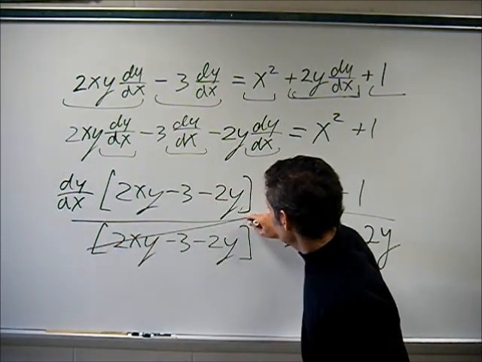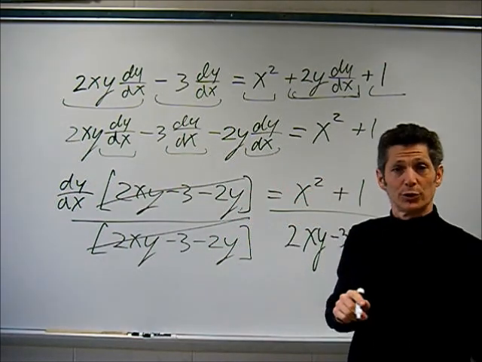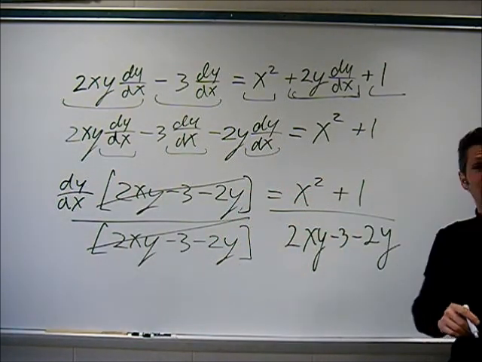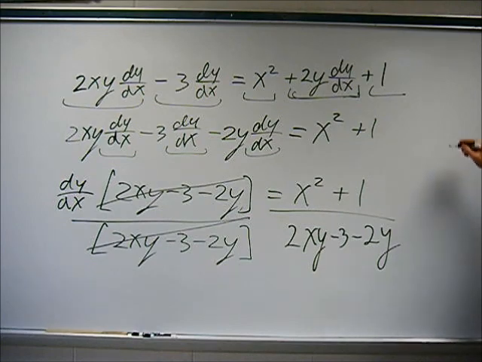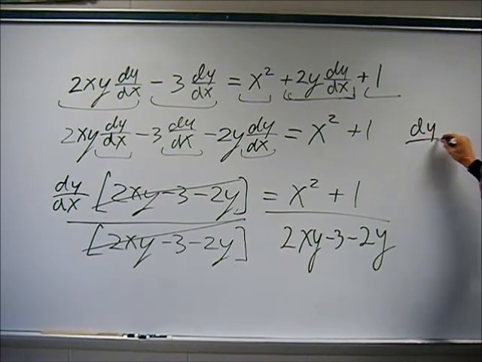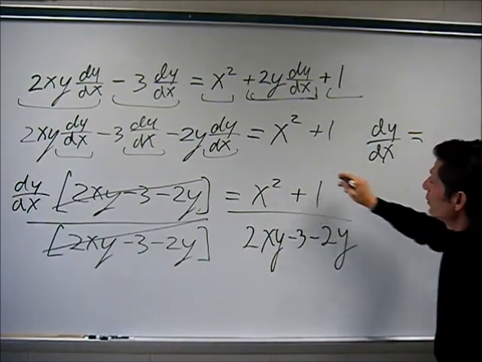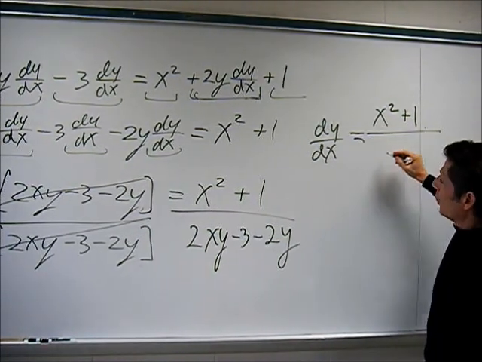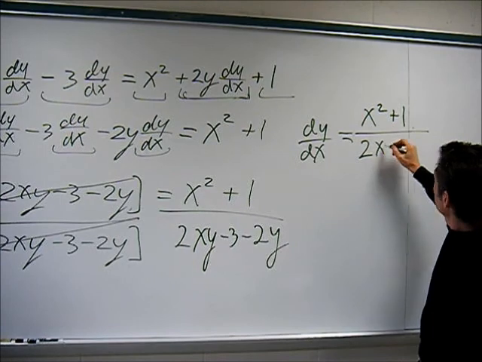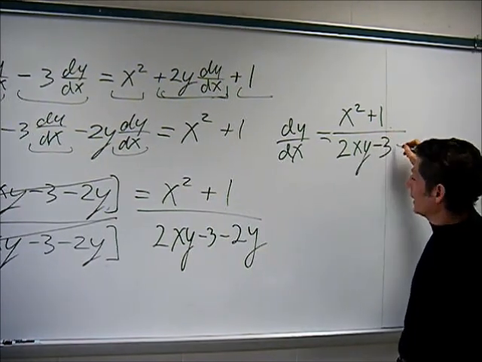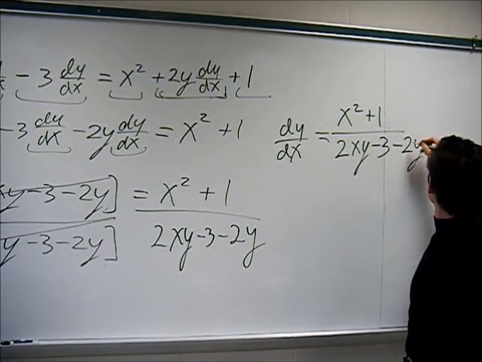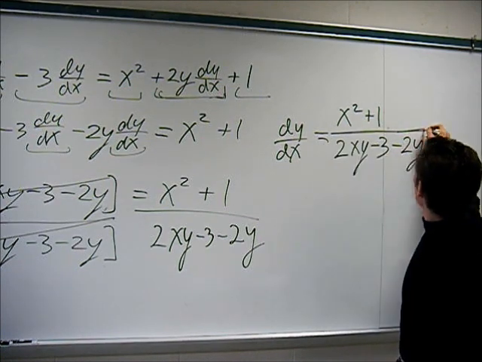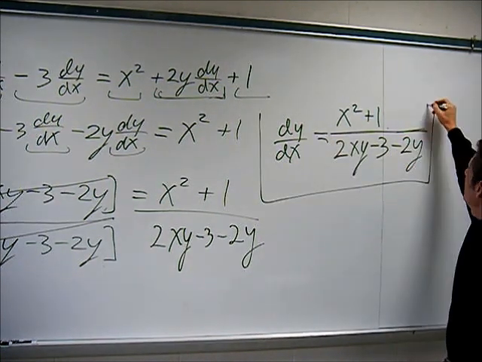You're done. That all equals 1. Just 1. And I guess I could rewrite the answer. So I have dy dx equals, this whole business is just x squared plus 1 over 2xy minus 3. And I know this looks like a mess, but in fact, I have solved for dy dx. And that is my answer.